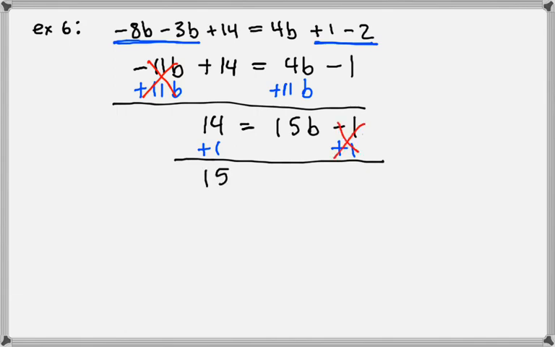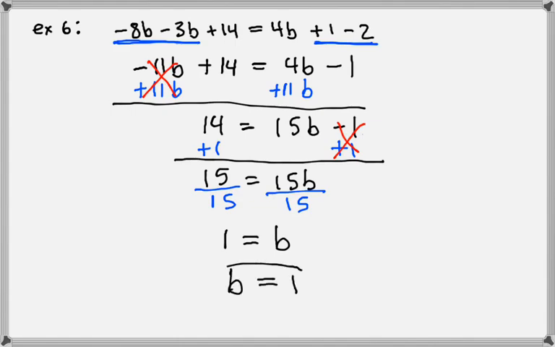That's going to give us 15 equals 15b. To get b by itself from here, we need to divide both sides by 15. So we end up at 1 is equal to b, and we write our final answer the other way, so the variable is on the left. b equals 1. And that's our final answer. Hopefully this video helped explain how to solve multi-step equations with variables on both sides.